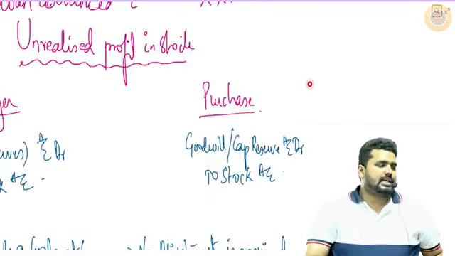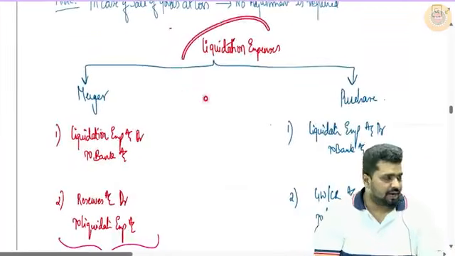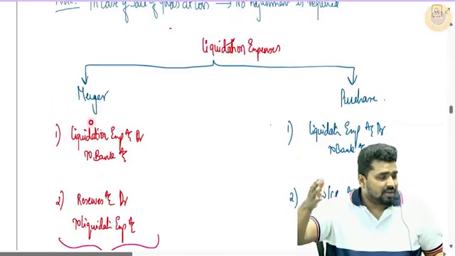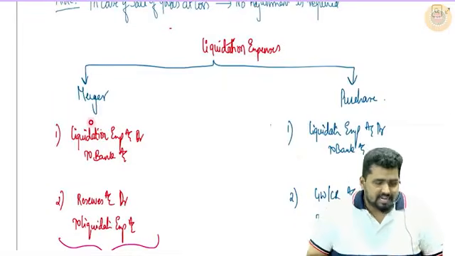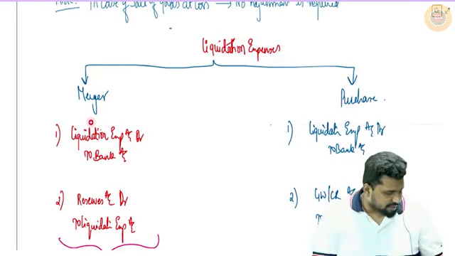Clear? Sir, goods are sold at loss. No need to worry, leave it, no adjustment is required. Liquidation expenses, sir. Actually that fellow is liquidating. He has to pay the expense, but we are telling we will pay that on behalf of seller. We are promising him to pay it.